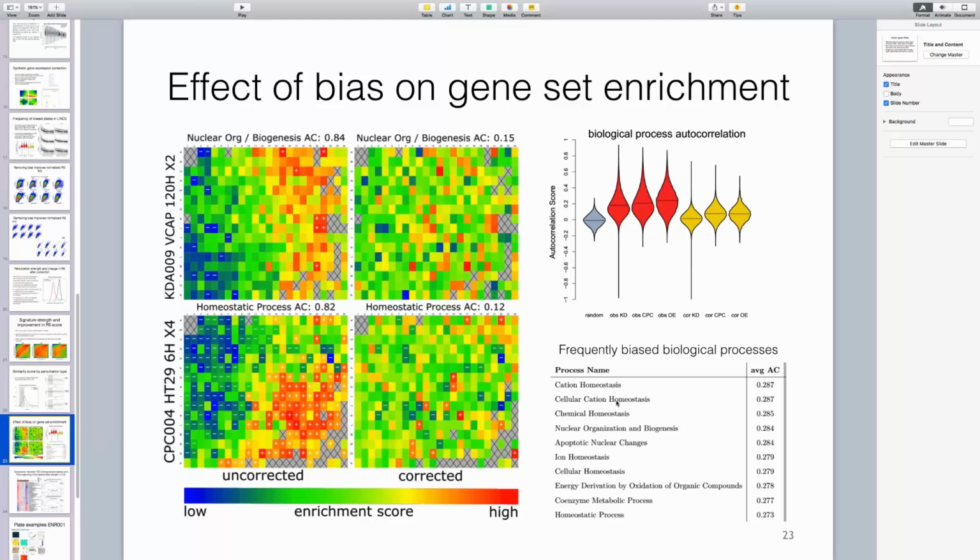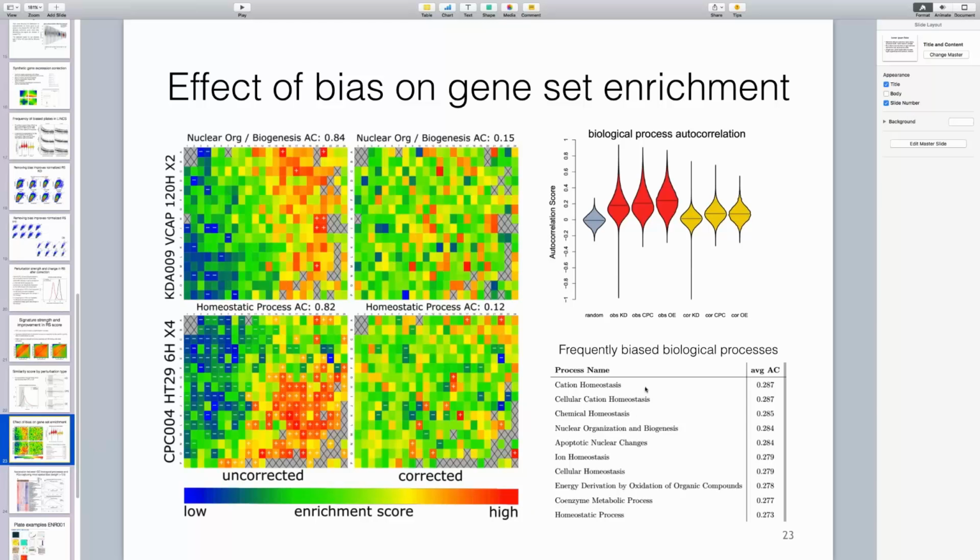Okay, so what are frequently biased processes? I want to mention first that we were a little bit limited in what we could calculate in terms of enrichment, because we only had the L1000 genes. So if you do gene set enrichment analysis or a Fisher exact test, it doesn't really matter. Since we only look at 5% of the genes, we can only work with biological processes that had sufficiently large numbers of genes to allow a statistically significant overlap.